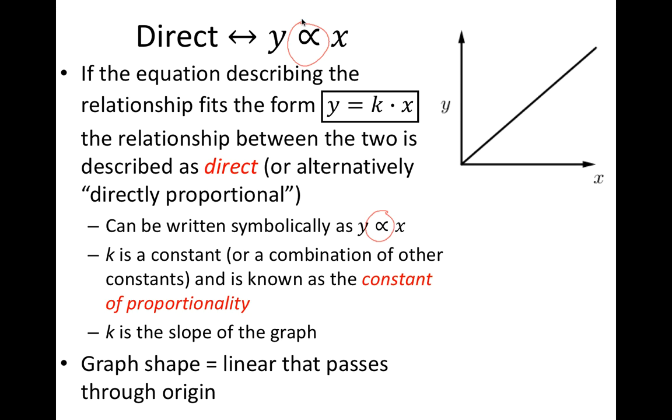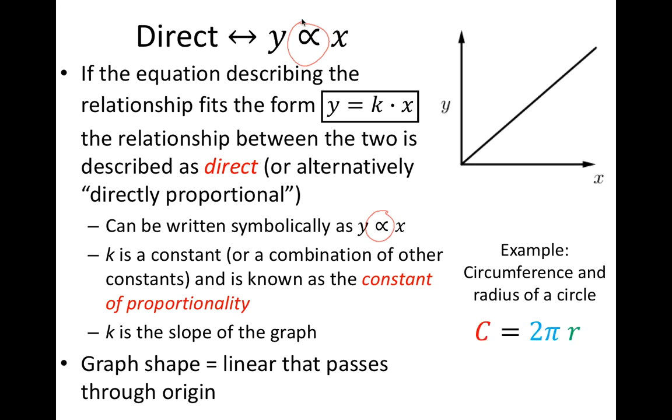An example of a direct relationship that you're already familiar with is the circumference of a circle. You can see that it matches up perfectly with the general form of a direct relationship, and that the constant of proportionality, k, is equivalent to 2 pi.